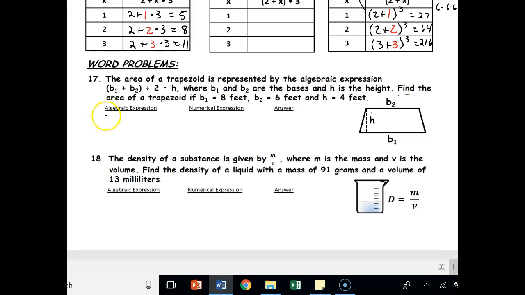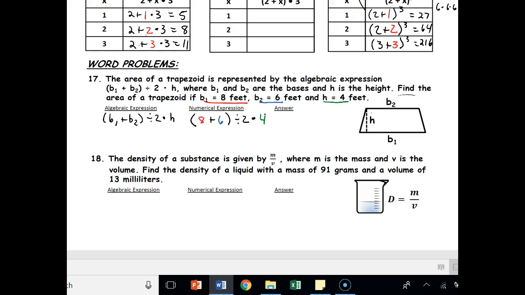So let's write the algebraic expression. It's b1 plus b2 divided by 2 times height. And now we're going to go ahead and plug in these values. B1 is going to be 8, B2 is going to be 6, and H is going to be 4. So let's plug in. So we've got 8 plus 6 divided by 2 times 4.